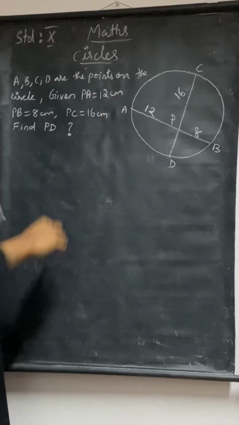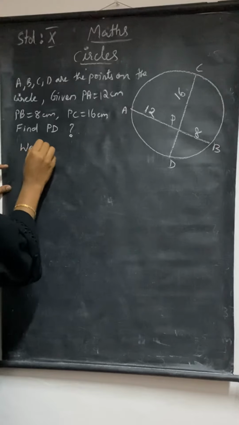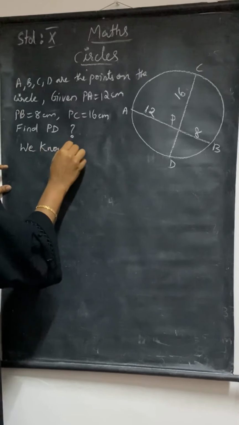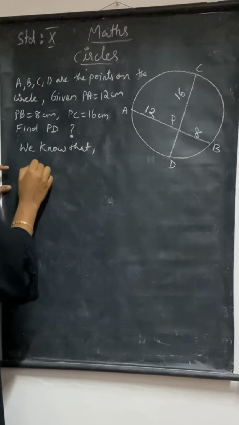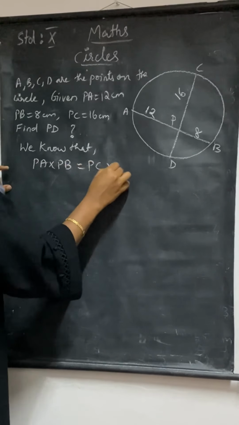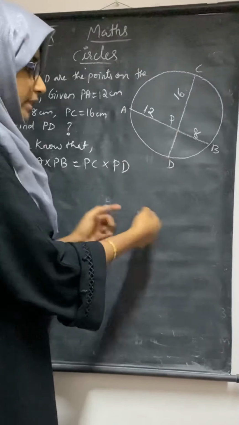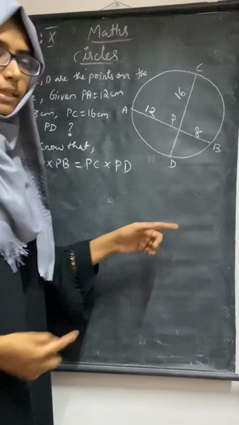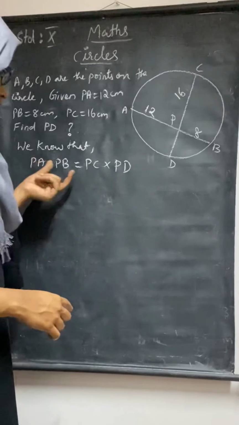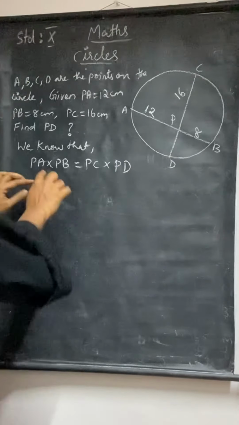So whenever you have this type of problem, what you have to do? We know that PA into PB is equal to PC into PD. If you had another diagram, that is a diameter and the perpendicular line, then another equation you have to use: PA into PB is equal to PC square. This is not for here. This is another one. So we have to use this one.